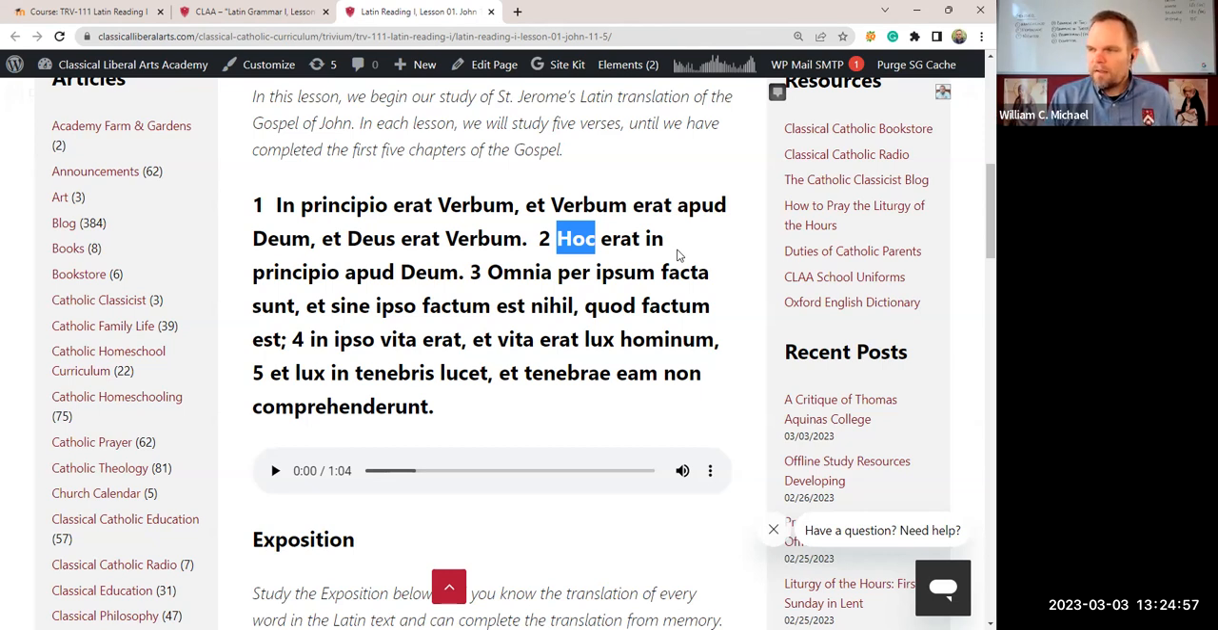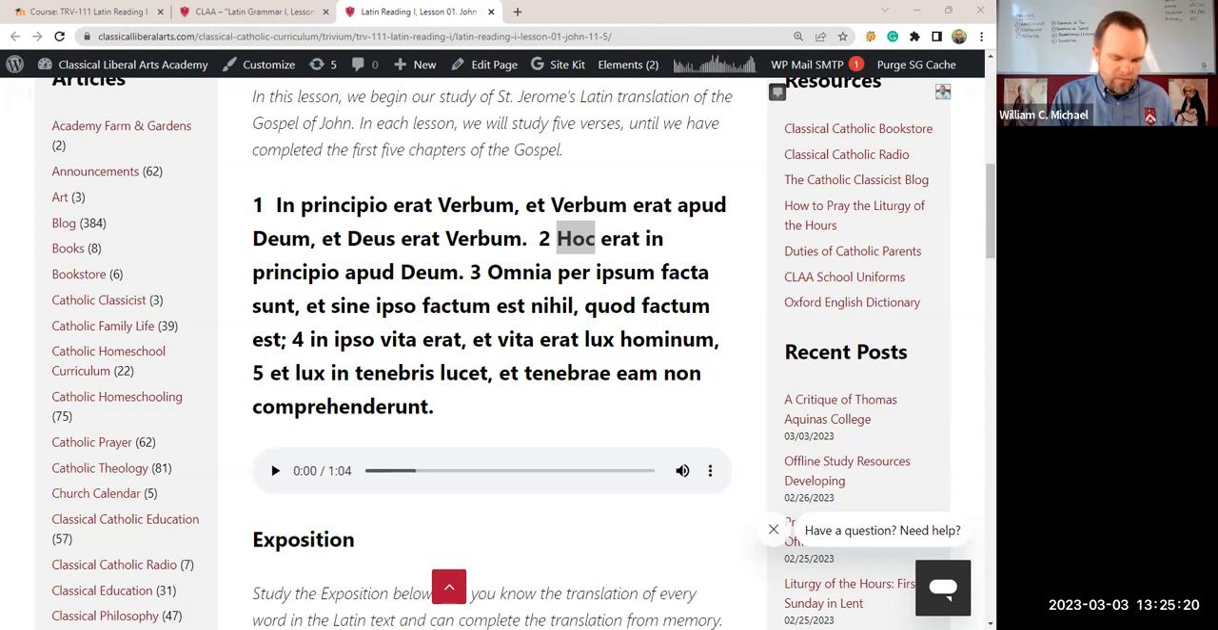Good. Now this pronoun has different forms for different genders. The masculine form, and pay attention to this, this is important. The masculine form of this pronoun is hic, and I'll just write it in the chat so you can see it. Hic is the masculine form.